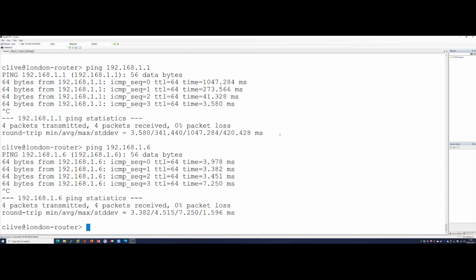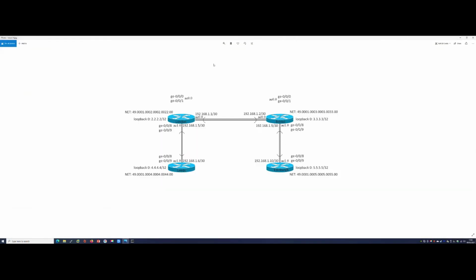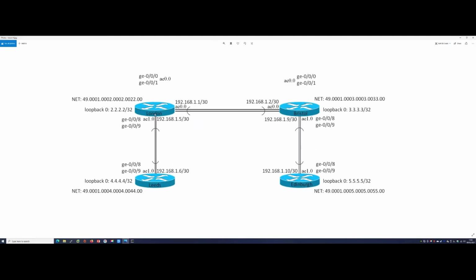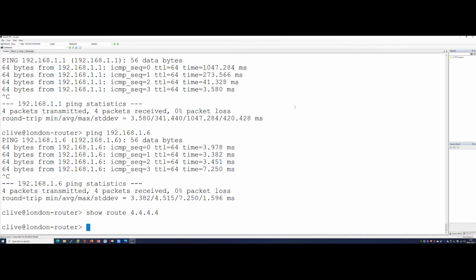Now, the one thing we won't have is, if we do a show route, we are currently on the London router, and we know from our configuration, if we're on London, let's just zoom in a little bit for you. If we're on London, we know that our loopback interface is 2, and on Leeds it's 4. So let's just have a look and see where we are with regards to that. Okay, and there is no route, and there won't be any route in there.